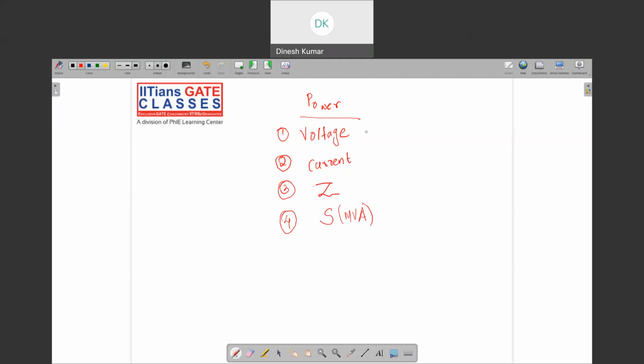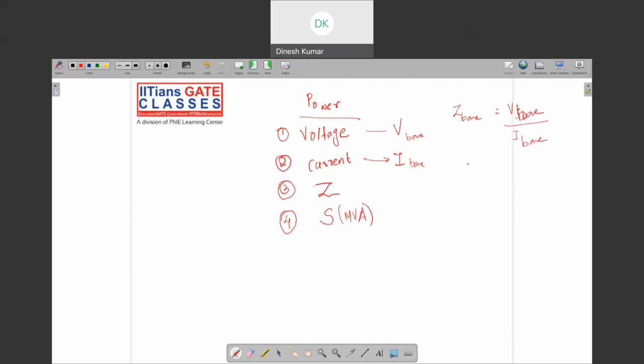So we have to take any two base values. If you take voltage, we can take V or kilovolt or megavolt or anything. Current is basically I. That is Z base. We take V base and I base. Right, so Z base will be V base by I base.